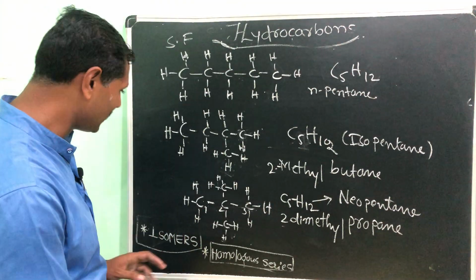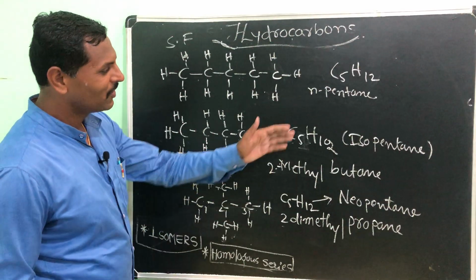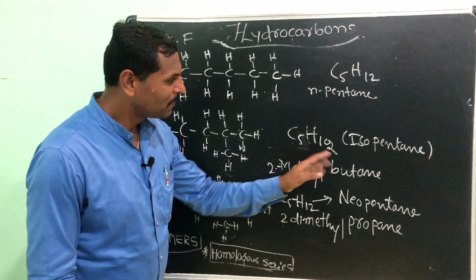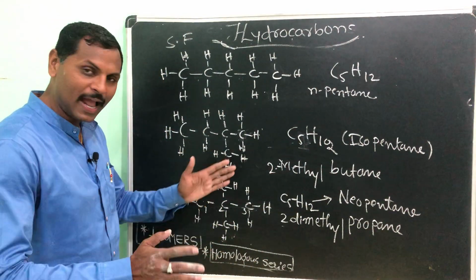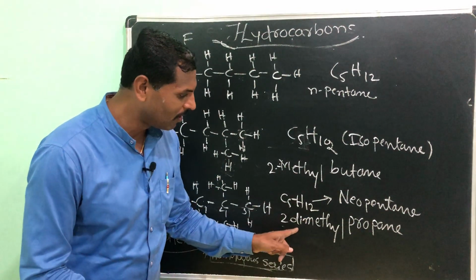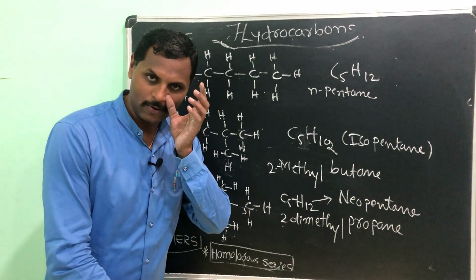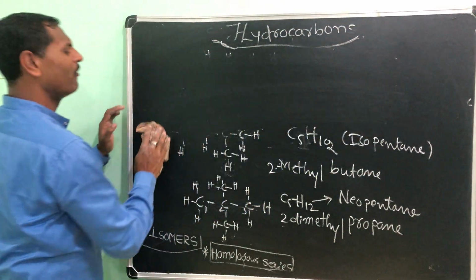Understood? Okay then. So this much is enough about the isomers, I think so, because don't get confused. Simply remember, this is isopentane, this is neopentane. If you branch 2 carbons in a straight chain on the same position, then you will call that as a neopentane. Okay, right. Now I will come to the homologous series, very important.